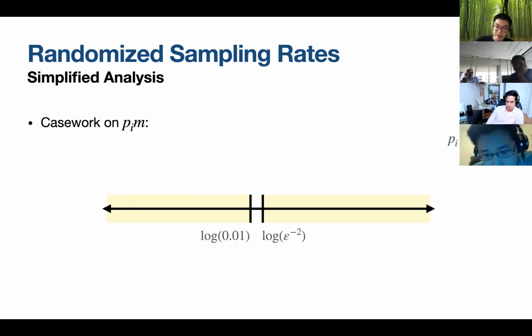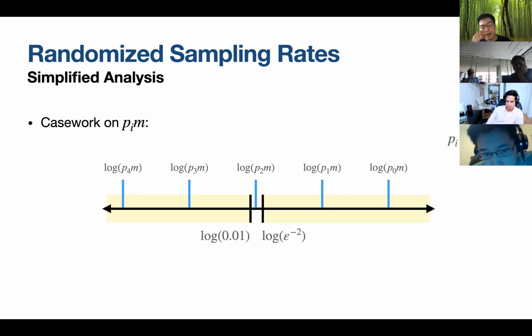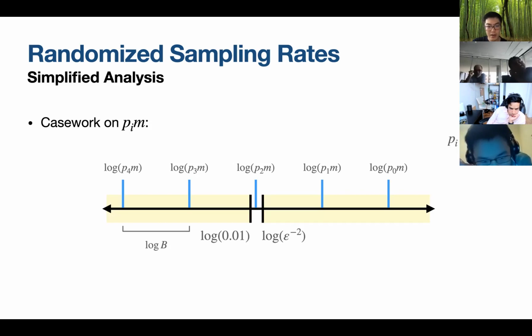Recall, I'm choosing my Pi to be 1 over b to the i. And then I'm looking at all these different sampling levels, right? So if I draw this on this line, and look at the log expected number of entries sampled, then these are going to appear as regularly spaced points on this line. And the distance between each of these points is going to be log b, which is the factor of change. And now I want to avoid this bad level, which lies in this bad interval, right?